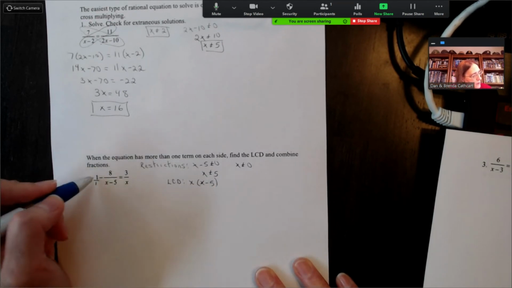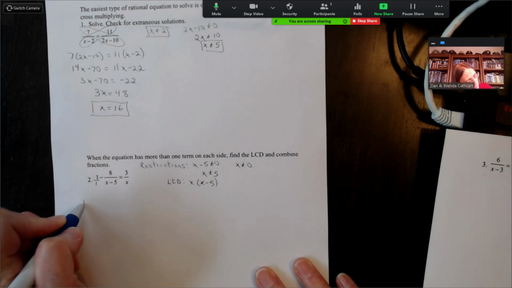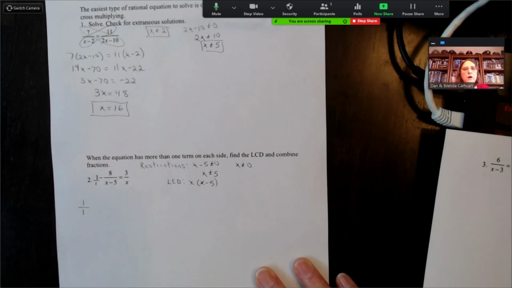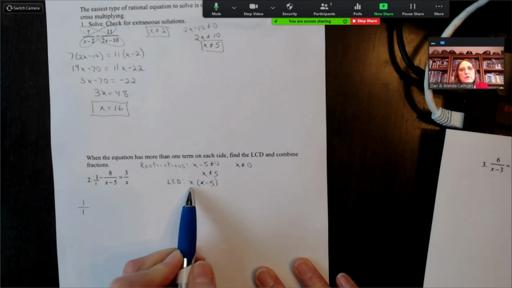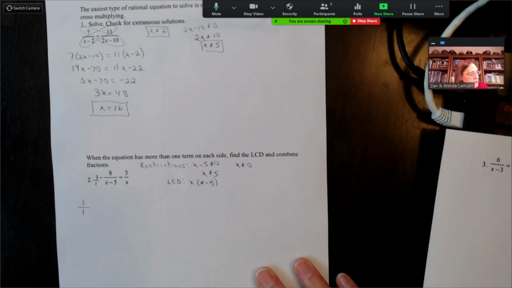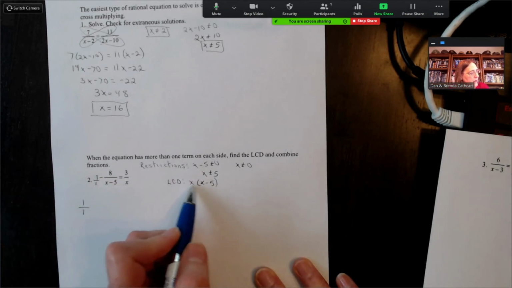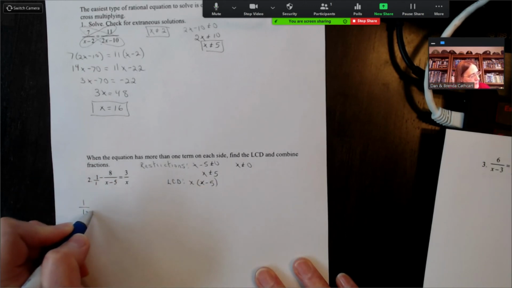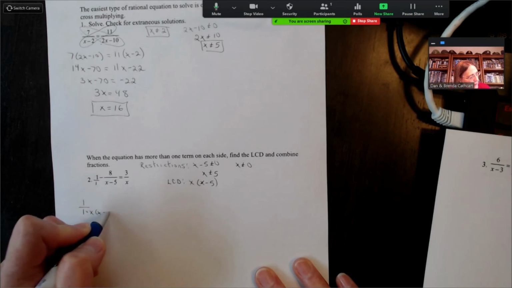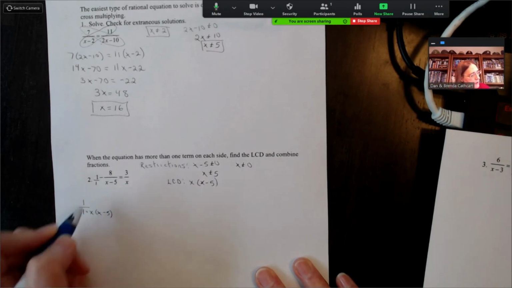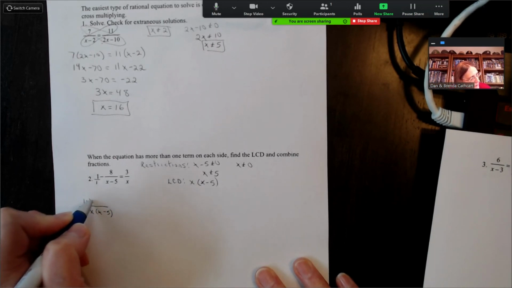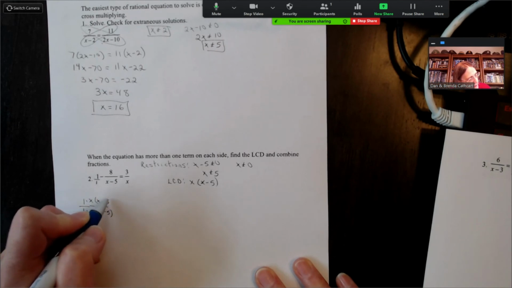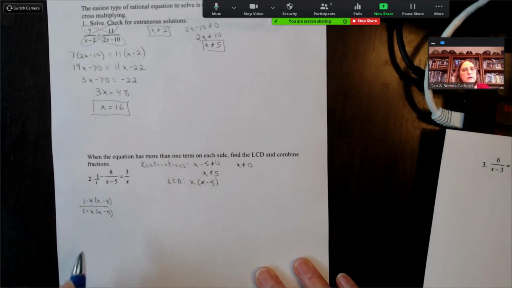So each one of our fractions here needs to be written with the common denominator of x times x minus 5. Our first fraction is the whole number 1, which is really 1 divided by 1, and it doesn't have either of those factors, so we need to multiply both numerator and denominator of 1 by x times x minus 5. So x times x minus 5 in our denominator to get our common denominator, and x times x minus 5 in our numerator, so we are multiplying by 1.